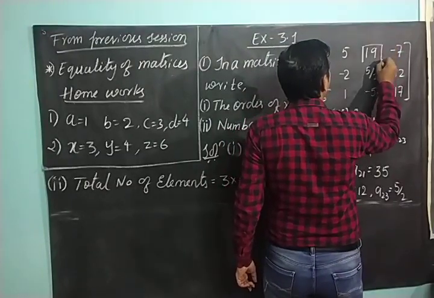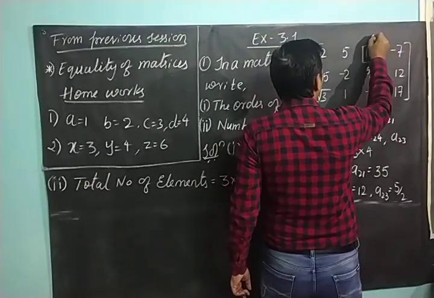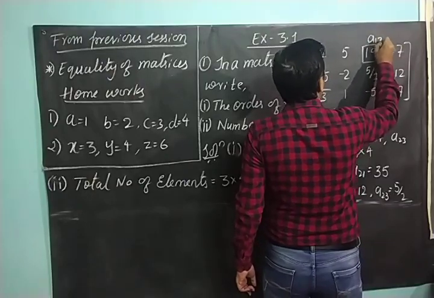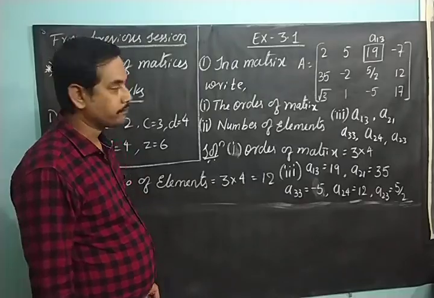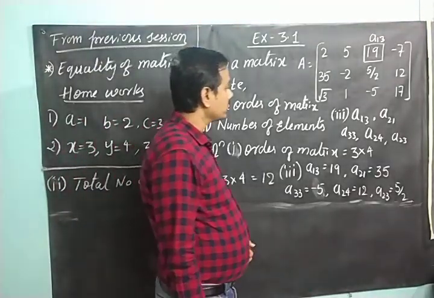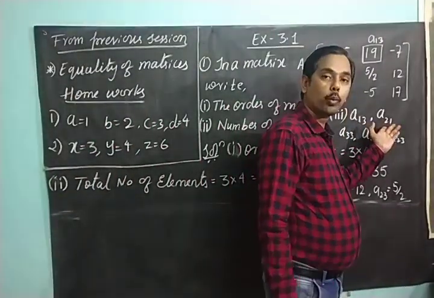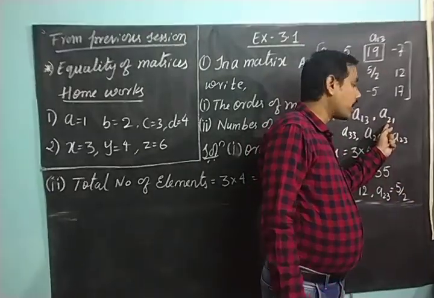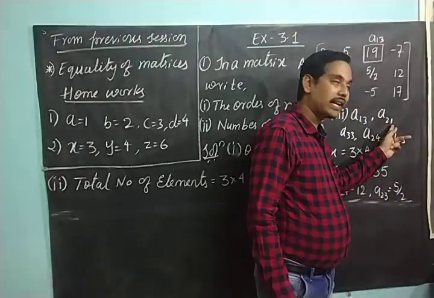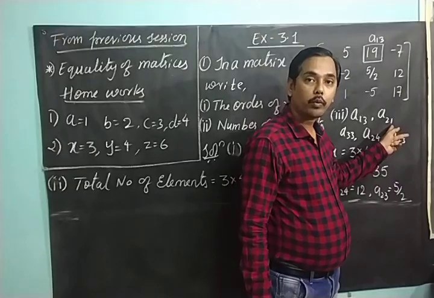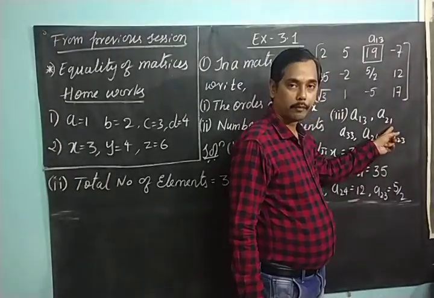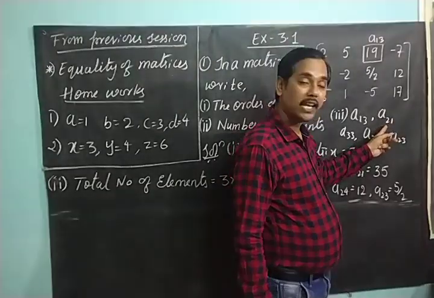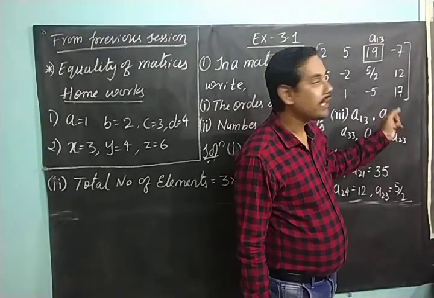That is this thing. So what is this one? A13, right? Okay, fine. Second one we need to find A21. 2 represents the row, 1 represents the column. So A21 is the element in the second row and first column.